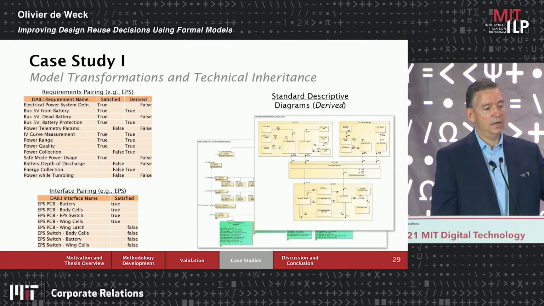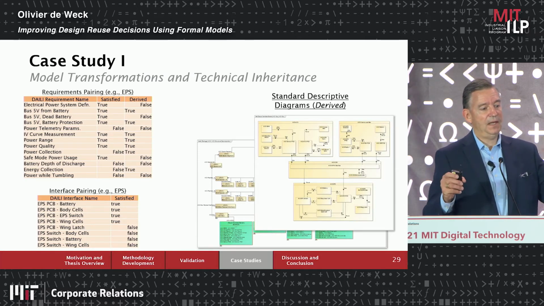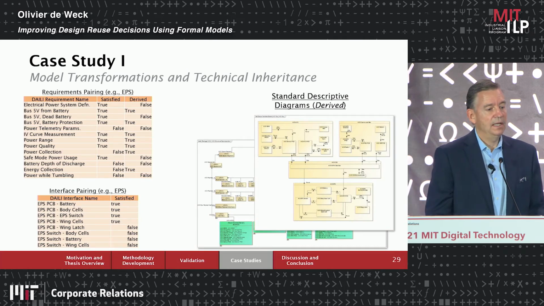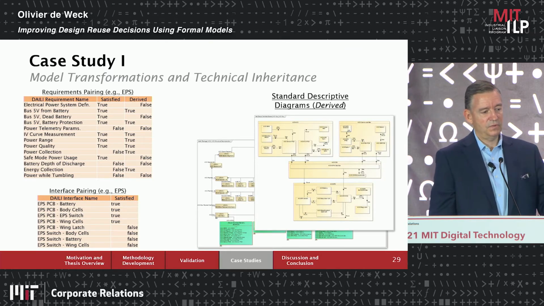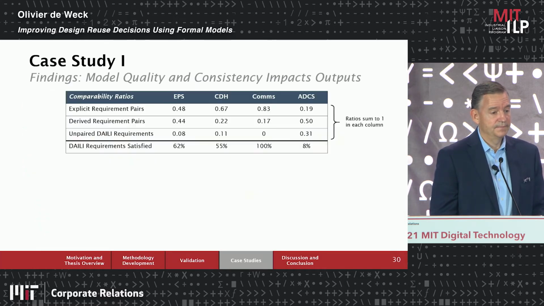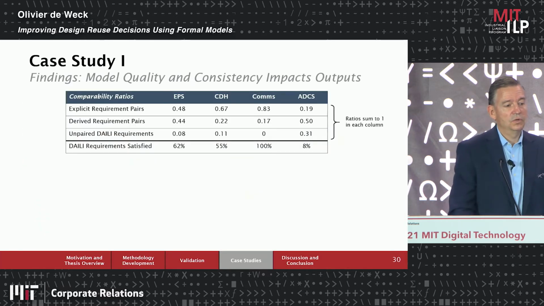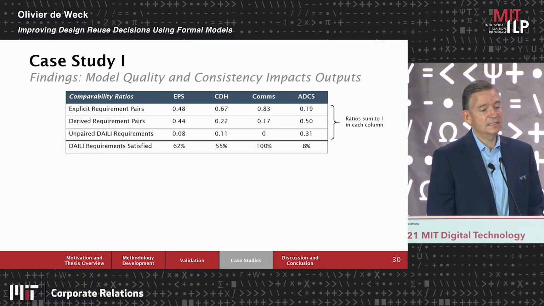If you compare the requirements, can you even compare the requirements between the old system and the new system? What about the interfaces? You see at the bottom here the battery, the body cells, the photovoltaic cells, the electrical power switch. All of those interfaces exist on the old design, but some of them do not. And so looking at model quality and consistency of your impacts and outputs, you can see the pairing of requirements.